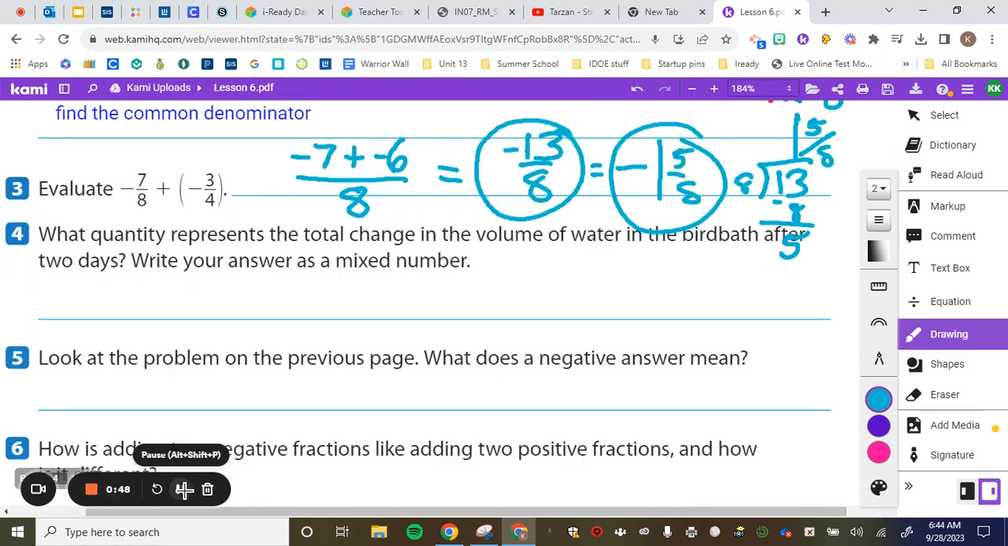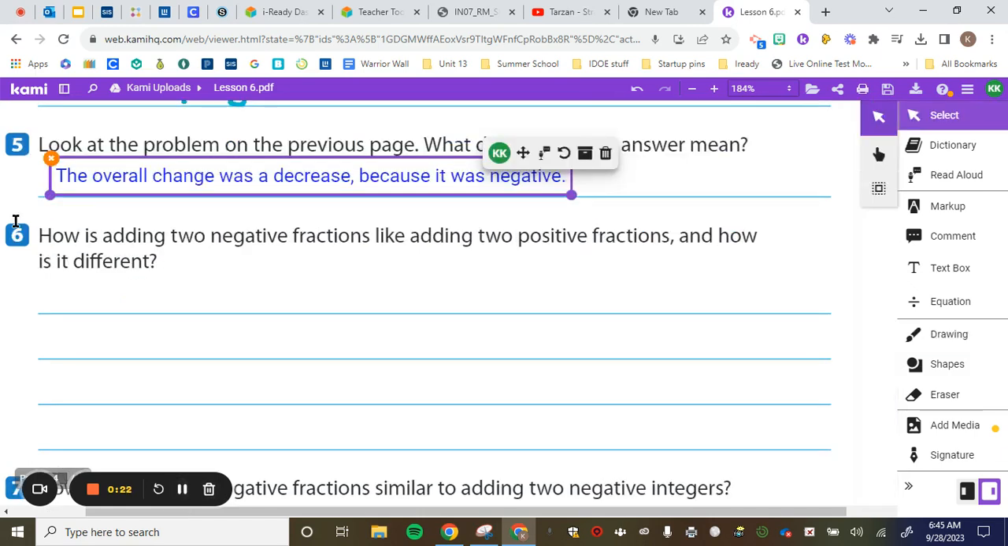We've already answered number 4. It says, what quantity represents the total change? Write your answers as a mixed number. So the mixed number is -1 5/8. And number 5, what does that -1 5/8 represent? Look at the problem on the previous page. What does a negative answer mean? Check your number 5 with mine.